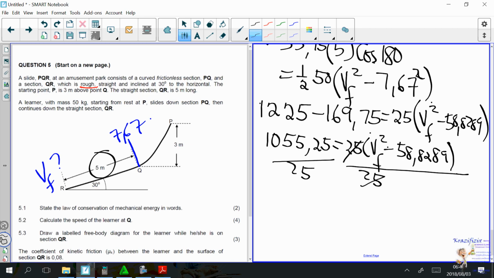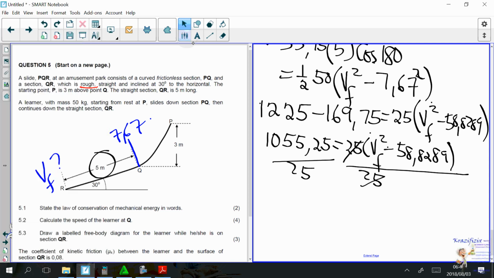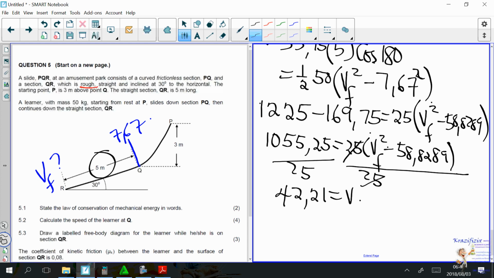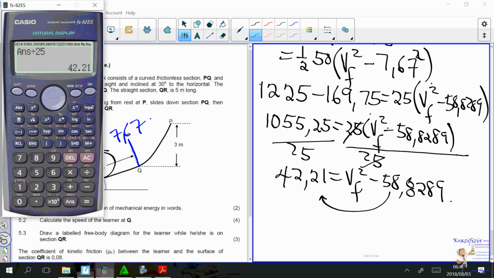Okay, calculator again. Just say divided by 25. I want us to learn to carry our answers. 42,21. So 42,21 equals Vf squared minus 58,8289. Can we bring this one over to this side, and then it becomes what? A positive value. You need to work with me there.